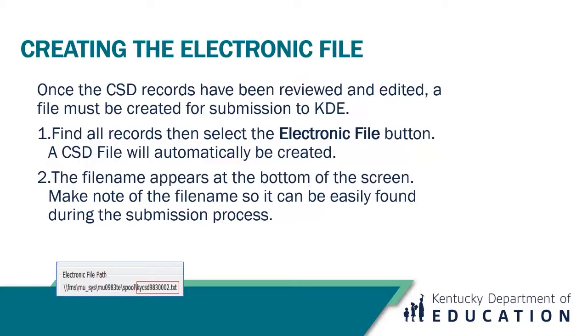So creating the electronic file. Once the CSD records are reviewed and edited, a file must be created for KDE. You're going to do a find on all records and then select the electronic file button. A CSD file will automatically be created, and as you see at the bottom of the screen, the file name appears at the bottom. Make note of that file name so it can be easily found when you get to the submission process.